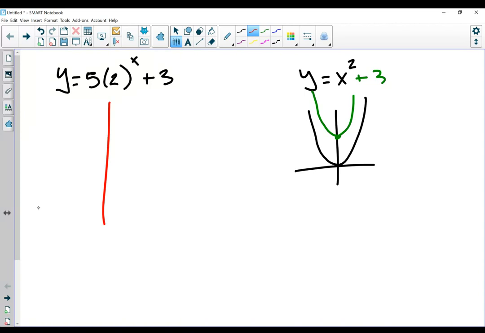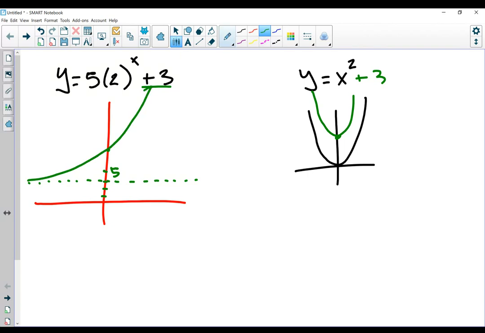So back to this one. We know what y equals 5 times 2 to the power of x looks like. It has an initial value of 5, and it never touches the x-axis. Now basically, instead of at 5 and not touching the x-axis, everything is going to move up 3 units. So everything gets moved up 3. So I'm going to put a horizontal guideline here. Your initial value actually gets moved up 3 as well, up to 8. And that's what it looks like.